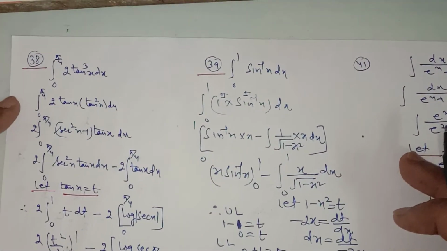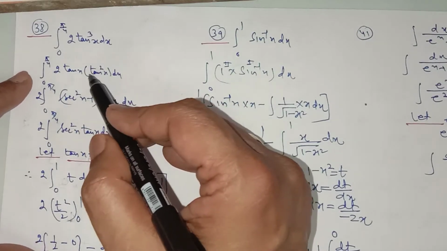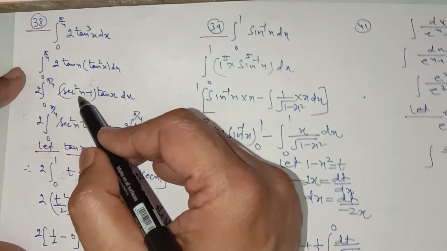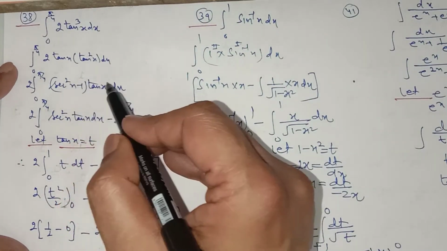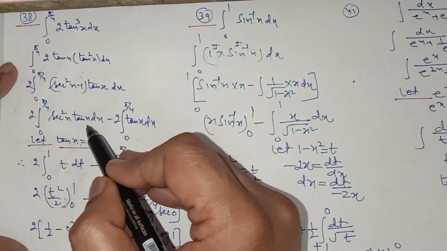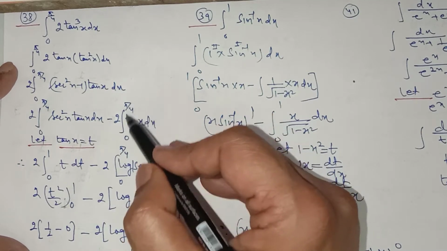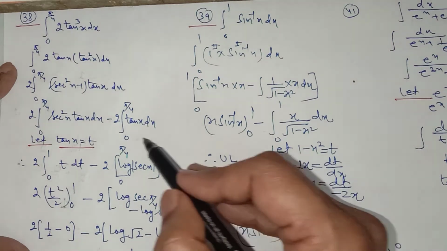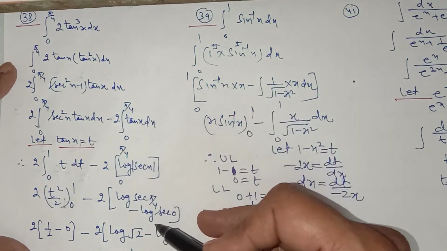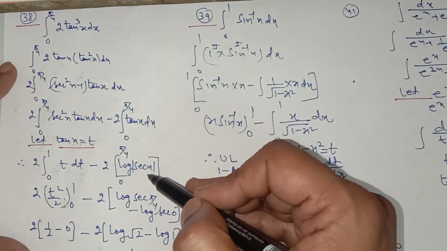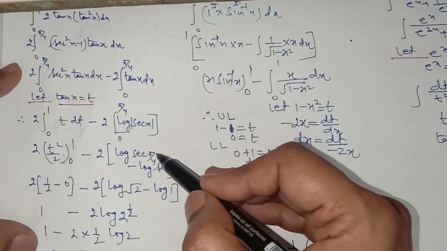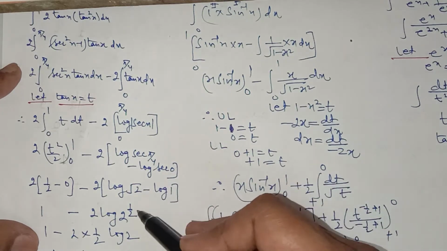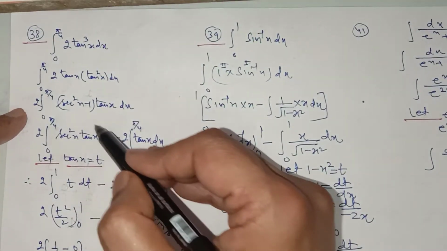In question number 38, it is tan cube x. For this, you can write tan square x into tan x. For tan square, you can write sec square x minus 1 and break into two integrals, which is sec square x into tan x minus tan x. The integral of tan x, we know, is log sec x, which is upper limit minus lower limit. You first integrate this part of the integral, tan x: log sec x, upper limit minus lower limit. Sec pi by 4 is root 2 and sec 0 is 1 and log 1 is 0. And here you have to integrate it separately.